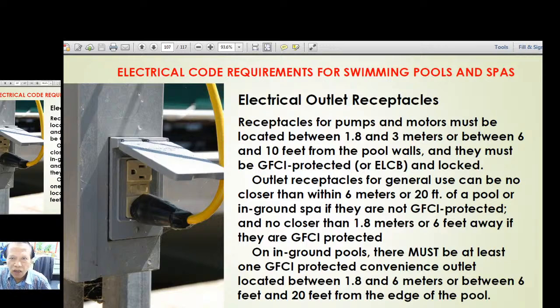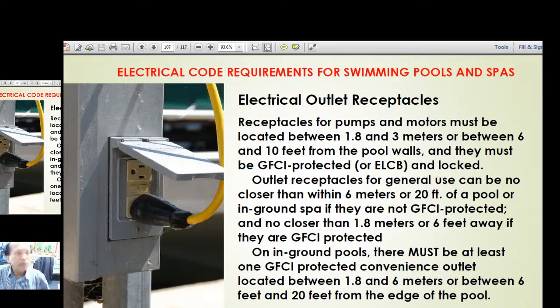Then electrical outlet receptacles for pumps and motors must be located between 1.8 to 3 meters, between 6 and 10 feet, from the pool walls. So just follow this kind of outlets. They must be provided with a GFCI.